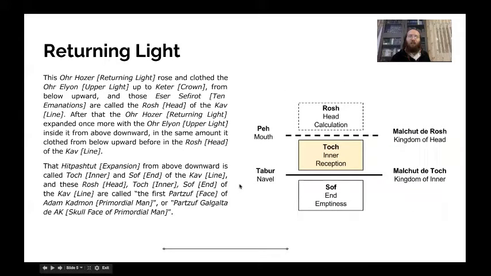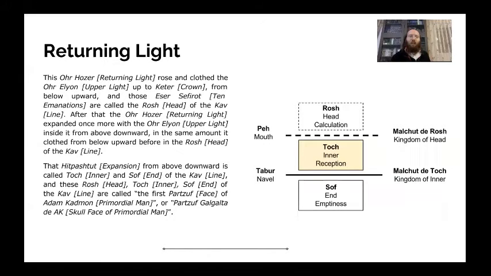Returning light. This Or Choser, returning light, rose and clothed the Or Elyon, upper light, up to Keter, crown, from below upward. And those Eser Sefirot, 10 emanations, are called the Rosh, head of the Kav, line.